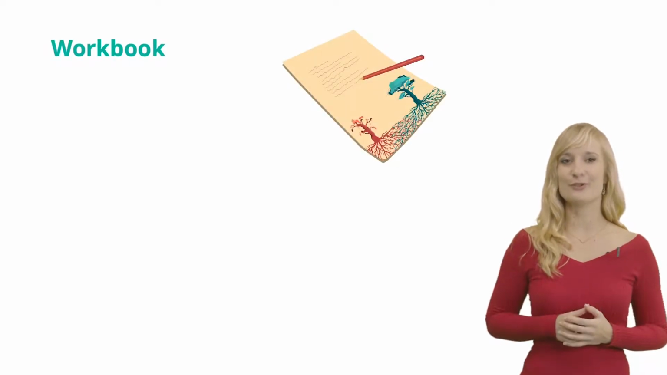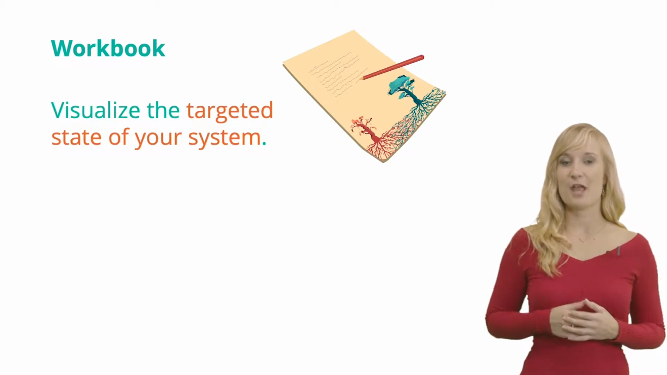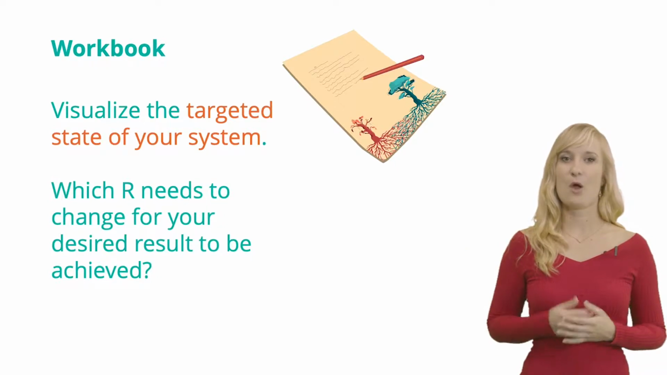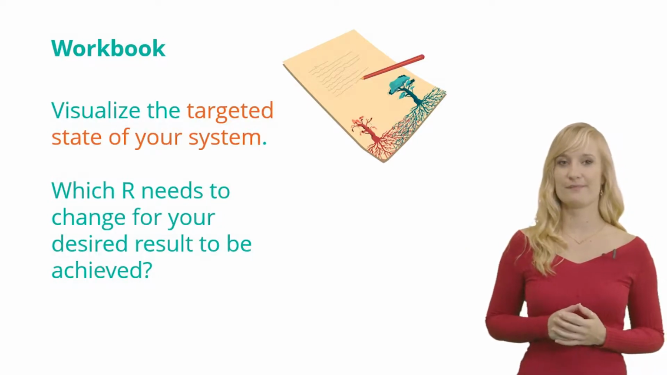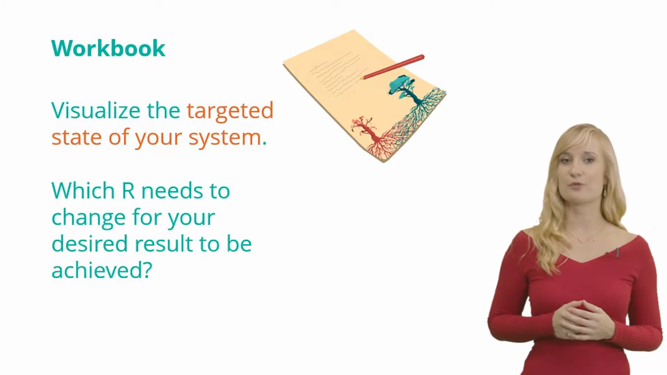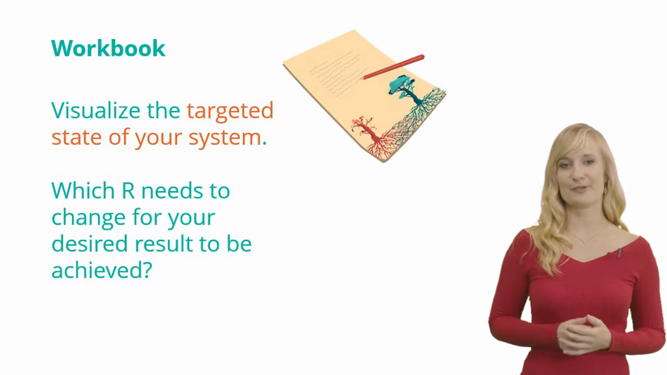Now it's time for you to turn to the workbook. Visualize the target state of your system. Which R needs to change for the desired results to be achieved? What is your targeted systems change statement based on these changes? There's a detailed checklist and guidelines for this exercise in the workbook. Please use it to make sure you don't miss anything important.